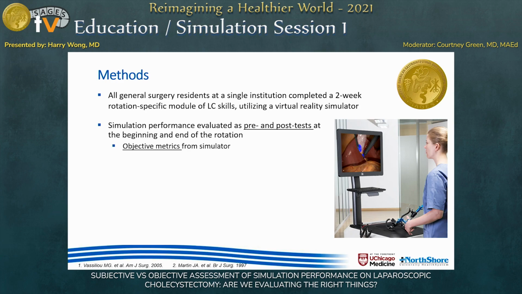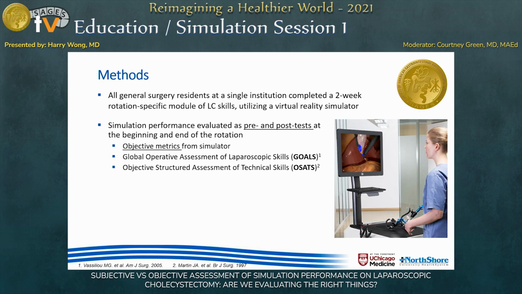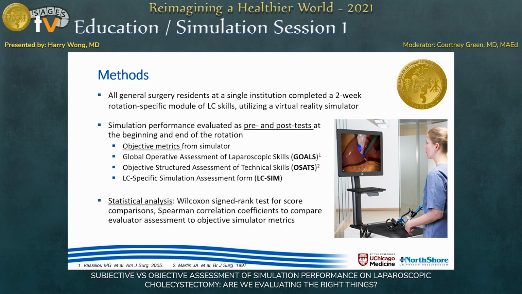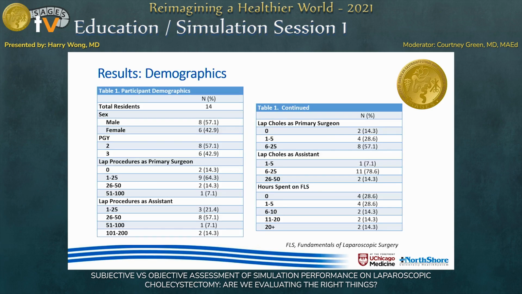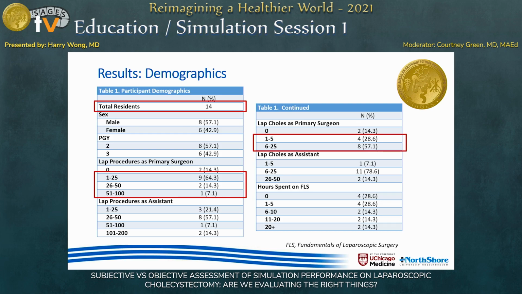We collected objective metrics from the simulator, and we also used validated assessment forms such as the Global Operative Assessment of Laparoscopic Skills, which is GOALS, as well as the Objective Structured Assessment of Technical Skills, also called OSATS. We also used a lap chole specific evaluation form. Statistical analysis included Wilcoxon signed rank test, as well as Spearman correlation coefficients. In terms of demographics, we included 14 residents in the study, and a majority of them at least had some experience performing lap choles in the operating room.